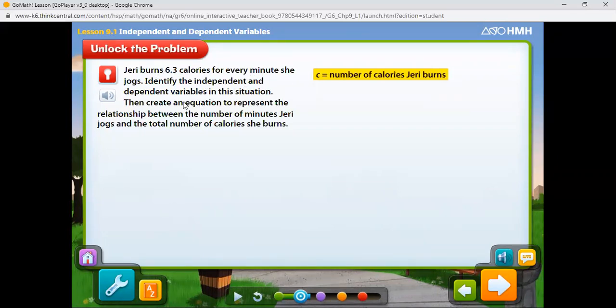So there are two things in this question. One is how many calories she is burning, and the other one is how many minutes she is jogging. Keeping these two, you girls tell me now, which is the independent, meaning which doesn't need any help, and which is the dependent, which means if she does this only, she will do this. This is independent. If she does this, this will happen. This is dependent. So which is the independent one and which is the dependent one? Think fast.